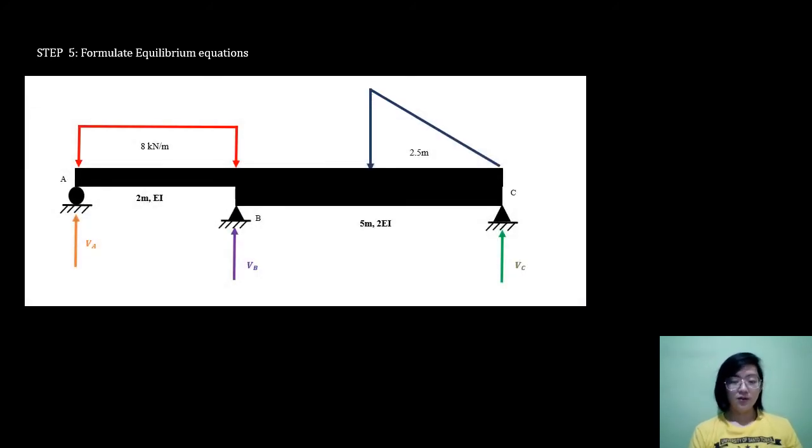Now, let's go to the next step, which is equilibrium equations. We're going to formulate equilibrium equations because we already have three equations from the boundary conditions that we got earlier. Next are the equilibrium equations, the two equilibrium equations. Now, let's start. So, this is 15 kNm.